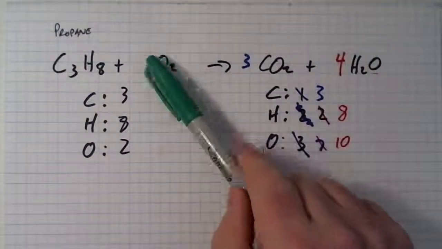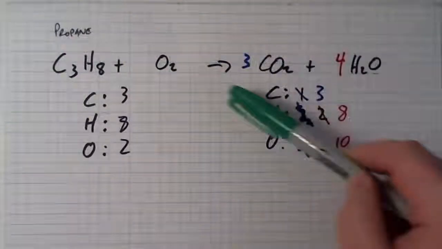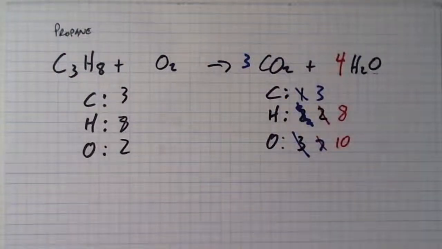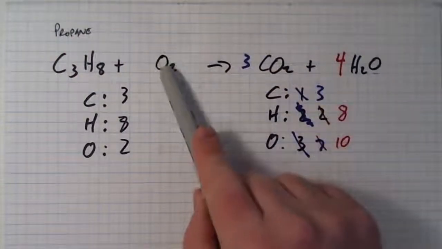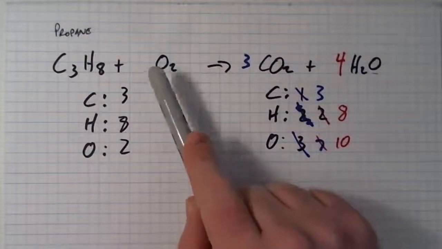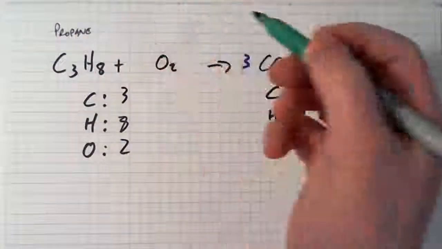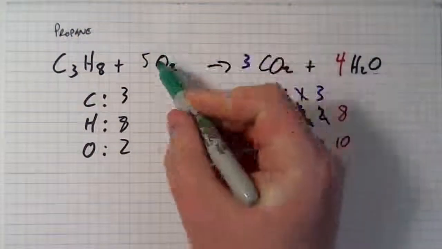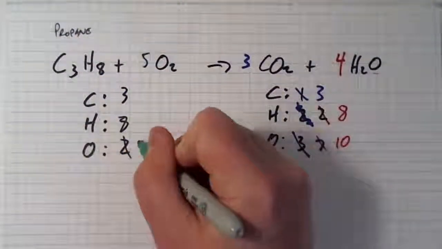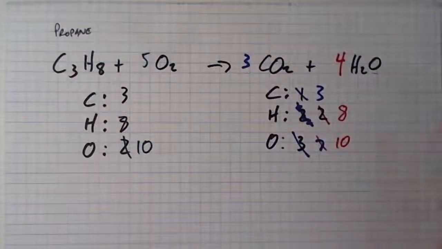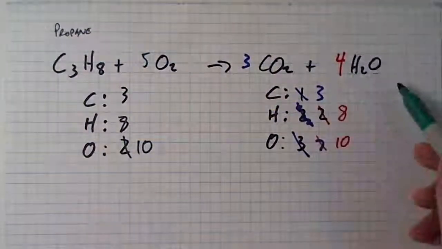Last step, I have to fix my oxygens. I can't do it on this side. I have to do it over here. By the way, here's a hint. If you see an element by itself, tackle that last. But anyway, what do I put out here to make 10 oxygens? Just a 5. So 5 times 2 gets me my 10. So now I have a balanced chemical equation.